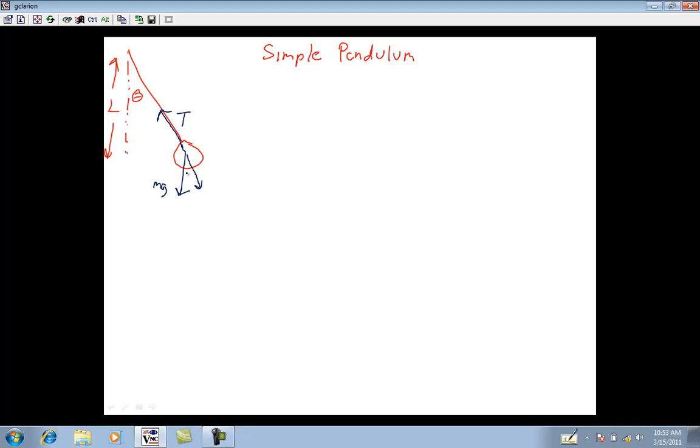By the way, what's this angle right here? What should that angle be? Okay, that angle should be theta. Very good. Okay. This component here, that component's the important component. That component is mg what? Yeah, mg sine theta. Okay.